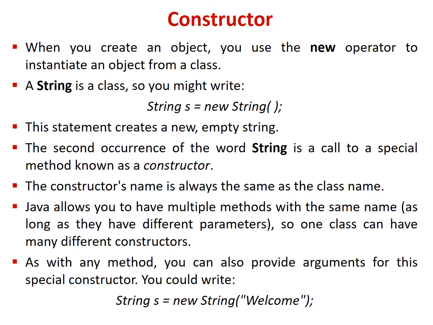So one class can have many different constructors. As with any method, you can also provide arguments for this special constructor. You can write a statement like String s = new String("welcome"), that is within the brackets, in quotation marks, the string welcome.